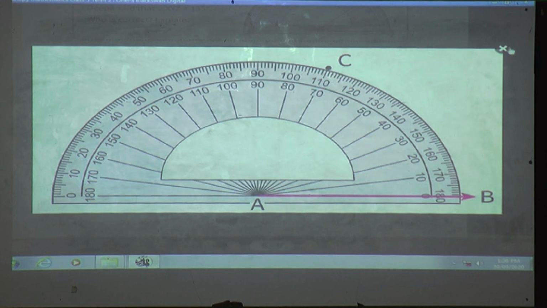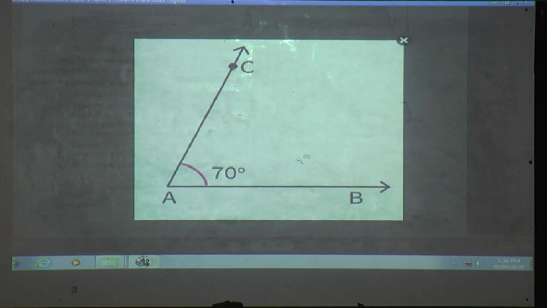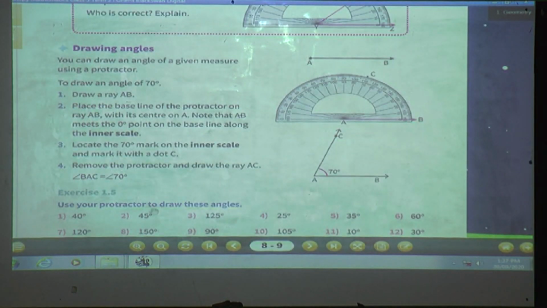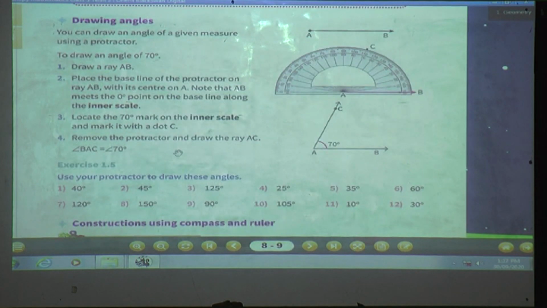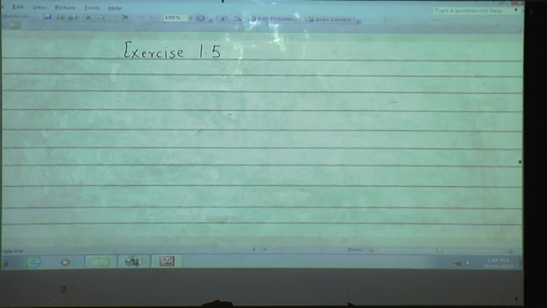Now remove your protractor and draw ray AC. So the angle BAC is 70 degree, or angle CAB is 70 degree. With the help of this we have to solve exercise 1.5. Use your protractor to draw these angles.